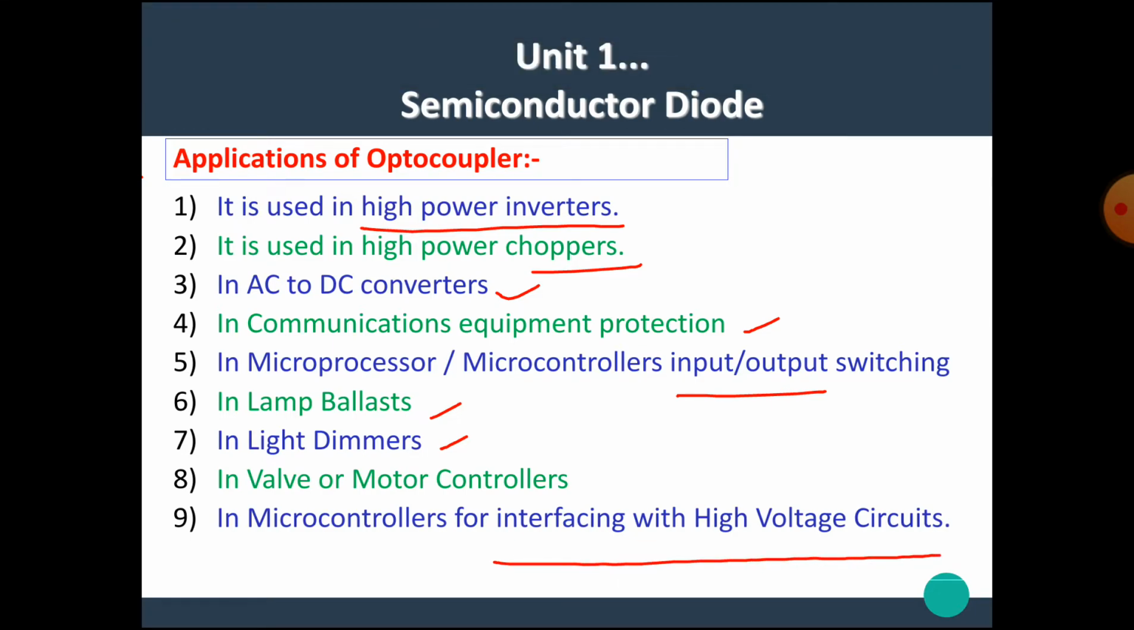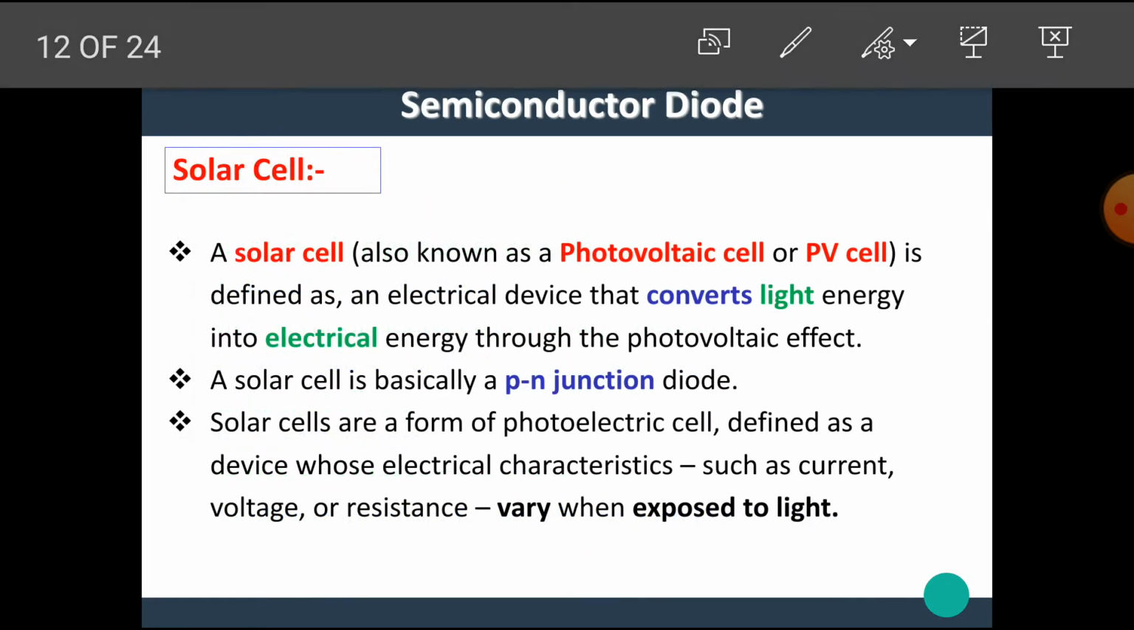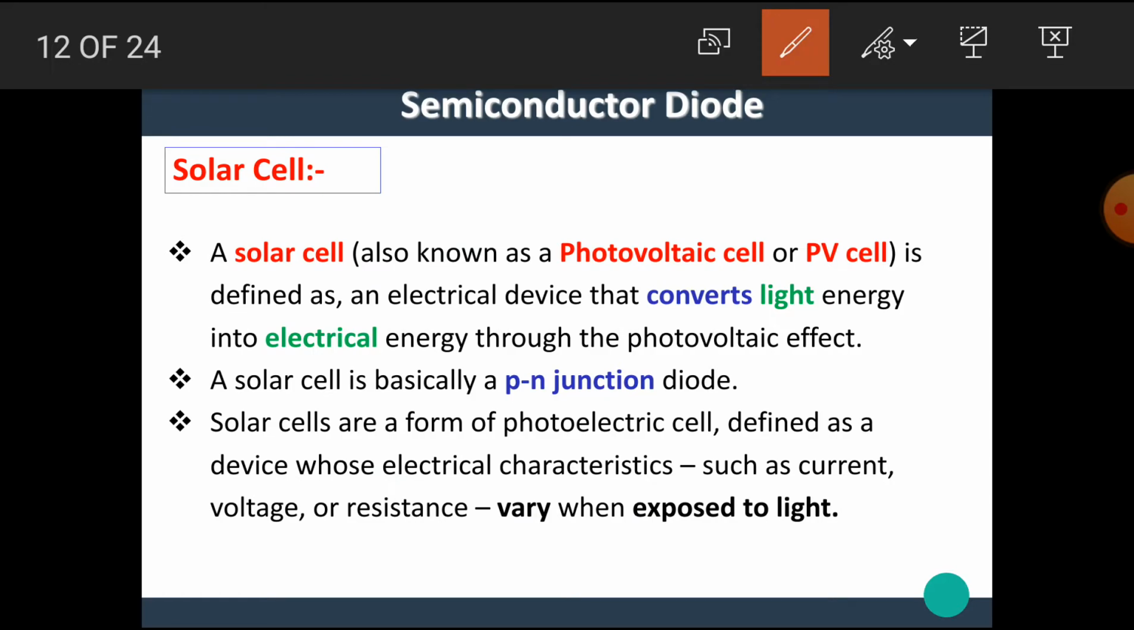I hope you all understand the optocouplers. Now let's see our next point, the solar cell. The solar cell is also known as a photovoltaic cell or PV cell. It is defined as an electrical device that converts light energy into electrical energy through the photovoltaic effect. That means the solar cell is an electronic device which converts light energy into equivalent electrical energy.